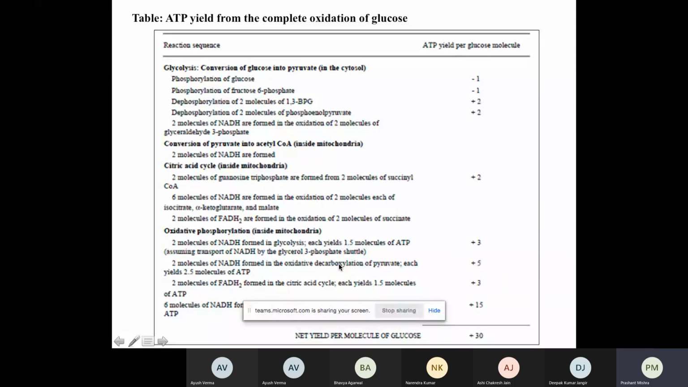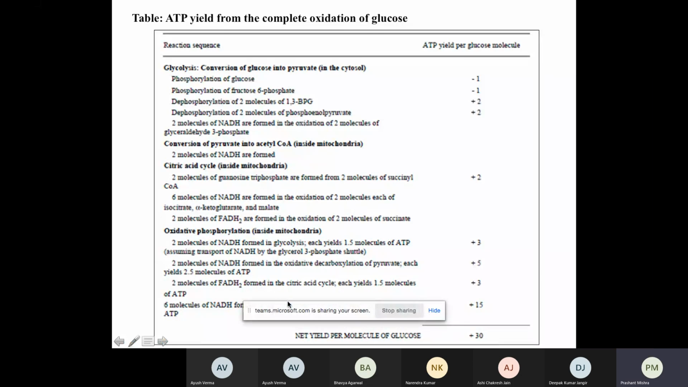Let me tell you that this kind of calculation is present in the newer literature. Earlier, it was said that 3 molecules of ATP are produced from each NADH. Now, with recalculation of how many protons are being pumped out, fractional numbers of ATP have been given. So each molecule of NADH gives you 2.5 molecules of ATP.